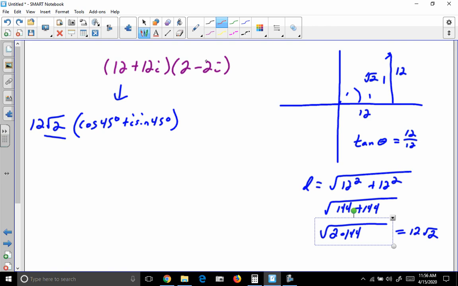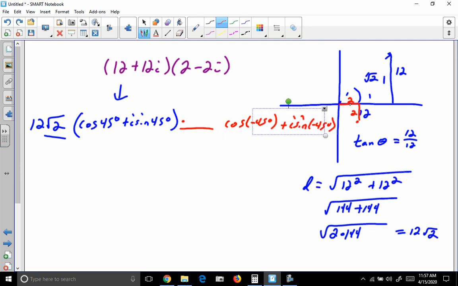Now if we look at 2 minus 2i, that's to the right and down, to the right 2, down 2. Well, that's also going to be 45, but that's in a direction of negative 45. So the angle, we could call it negative 45, or we could call it 315, either one. And then we need to get the magnitude for it.